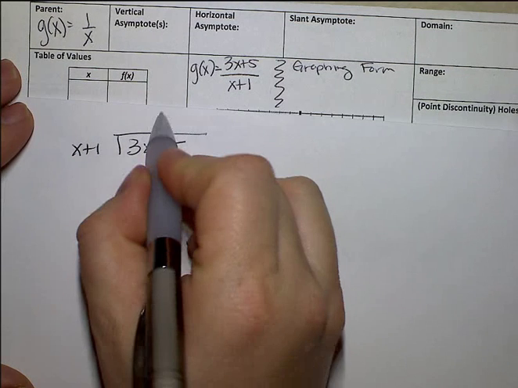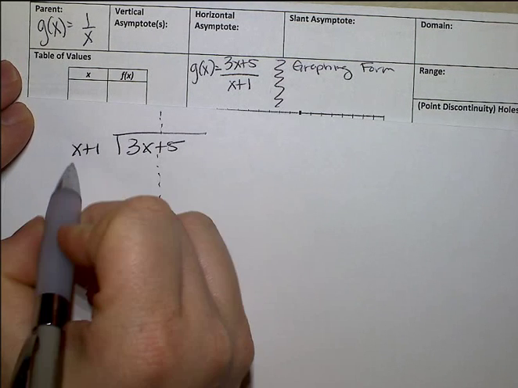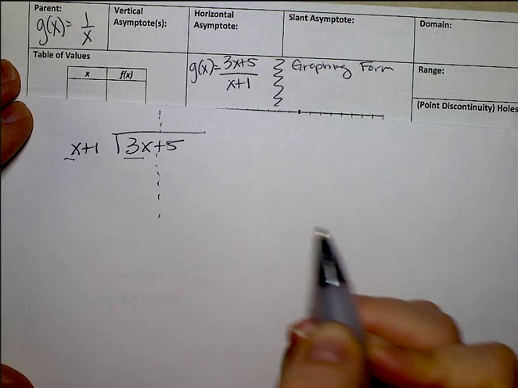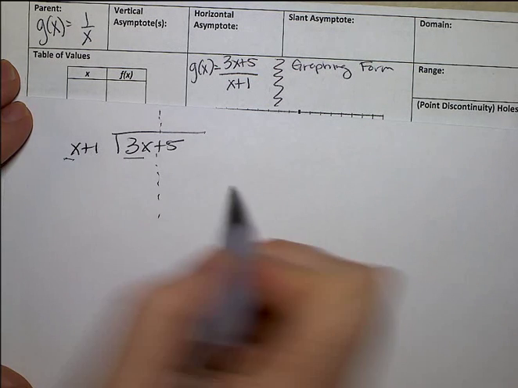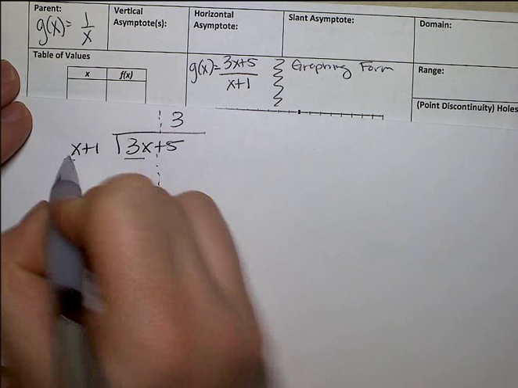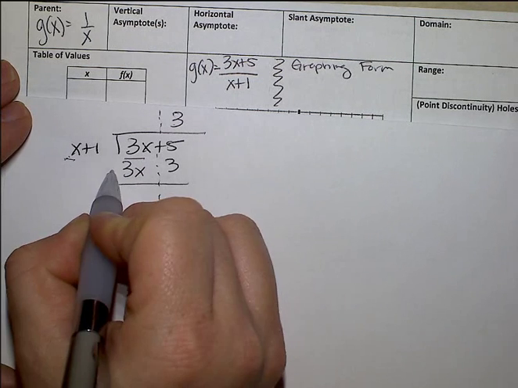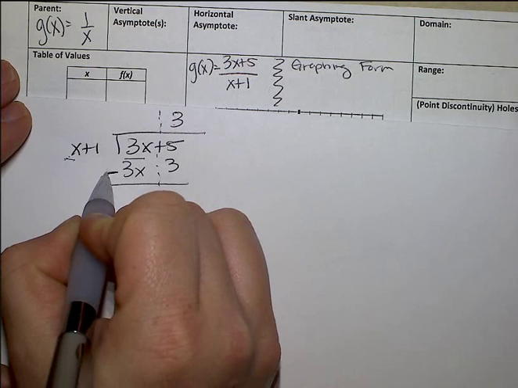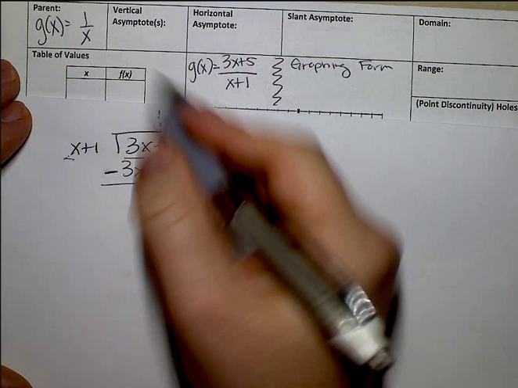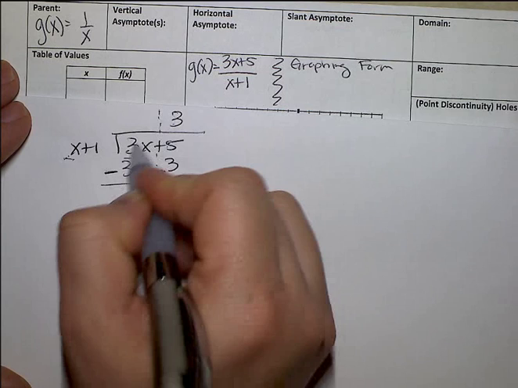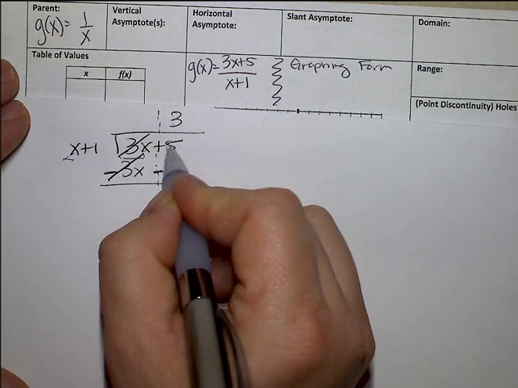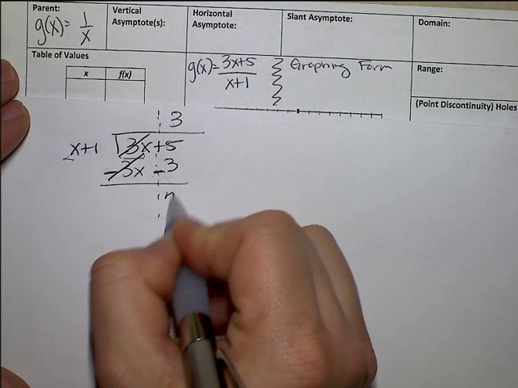And I'm going to put a little dot here just as a little refresher. x times what gives you 3x? 3. 3 times x is 3x. 3 times 1 is 3. Change the sign, so if it was positive, it's negative, and if it's negative, it's positive. Combine them, so positive 3 and negative 3 cancel. Positive 5 and negative 3 is positive 2.